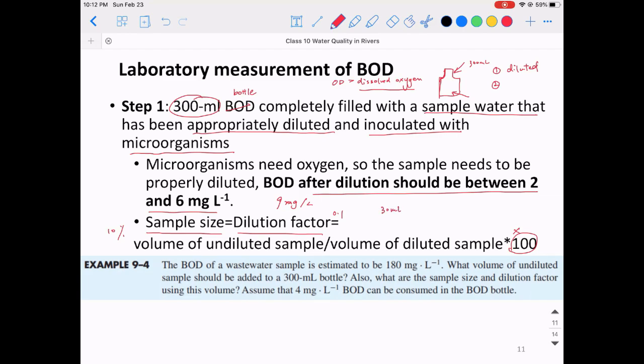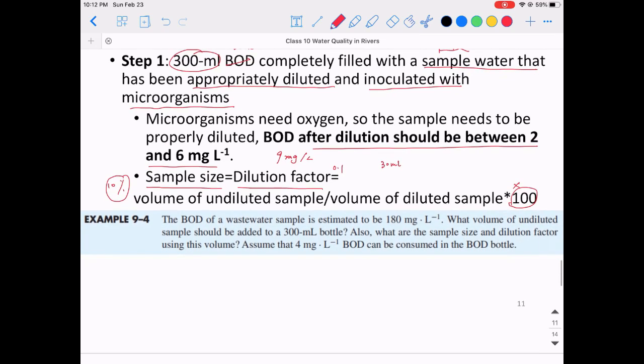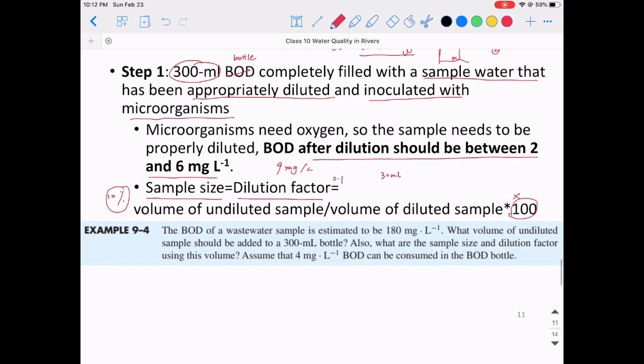So for example, if we put 30 milliliter of the wastewater into this 300 milliliter bottle, and then the rest of it is composed of pure water, what that simply means is that the volume of the undiluted sample is 30, the volume of the diluted sample is 300, and that's going to give us a 10% sample size, or 0.1 dilution factor.